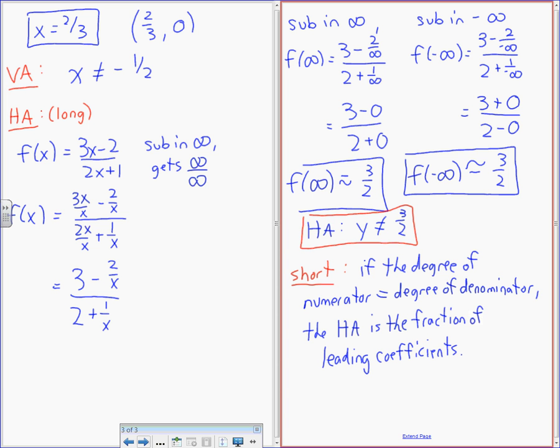Okay, so if you take a look back at this question, I have 3x minus 2 all over 2x plus 1. The degree is the same, it's an x and an x. So the horizontal asymptote is 3 over 2. That's the short way. Yeah, Nicholas?